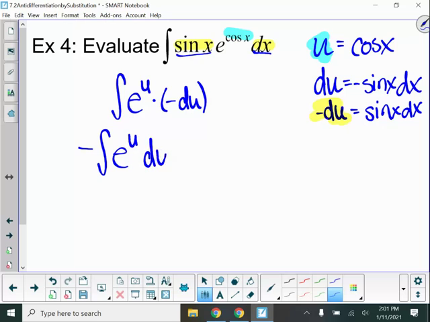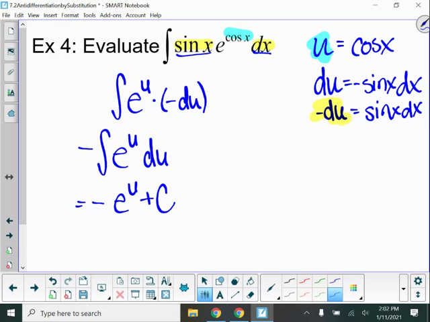Which means I have negative integral e to the u du. Now I'm at a point where I can actually take the antiderivative. The negative will stay outside of my answer. The antiderivative of e to the u is e to the u. Again, don't forget your plus c.